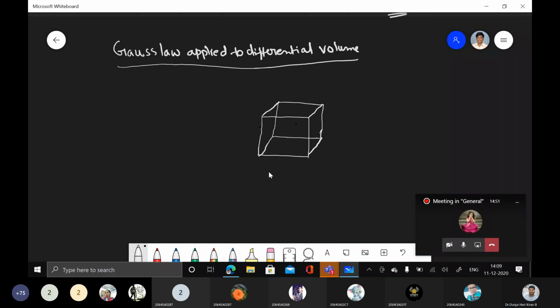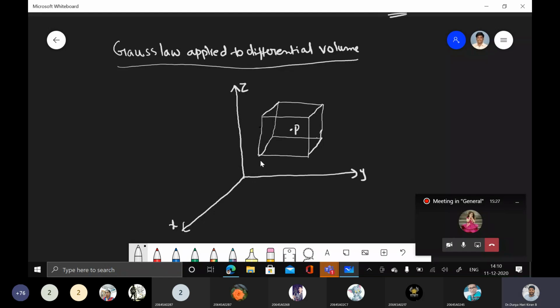So it is in three-dimensional space. Consider this particular cube is in three-dimensional space. Let me draw that perfectly. So this is my z-axis, this is my x-axis, and this is my y-axis. And consider there is a point inside this cube.